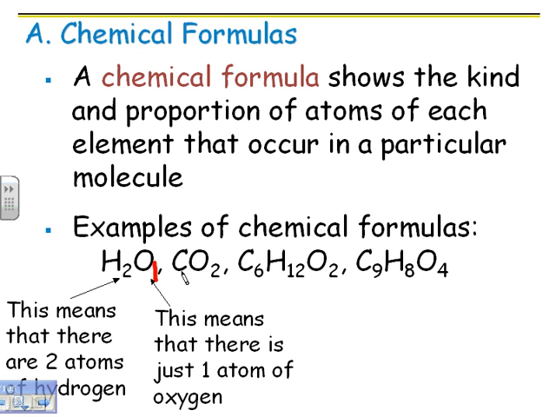How many carbons? There's 1. How many oxygens? 2. How about this? 6 carbons. How many hydrogen? 12. How many oxygen? 2. Good. How about this? How many hydrogens are there? 8. Good.